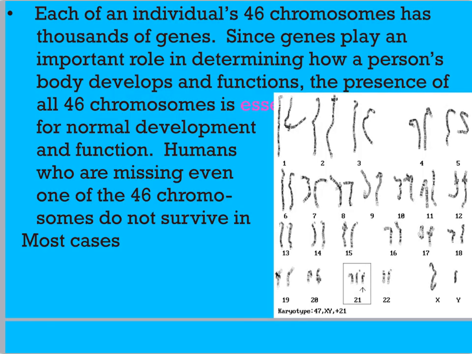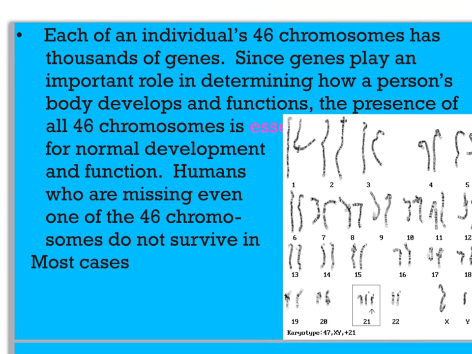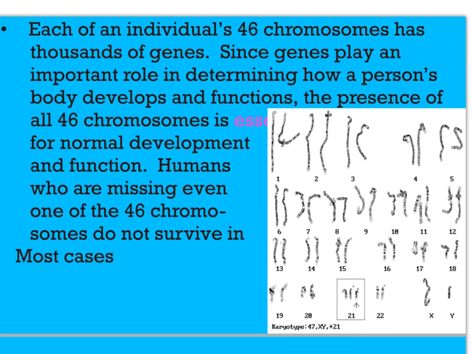So, anyway, your chromosomes, of course, are your DNA. So they are super important in analyzing and looking at humans. So anyway, each of your chromosomes has tons of genes on it. So one chromosome's got tons of genes on it. And all your genes help determine how you develop, how you look, and even how your body functions. The presence of all 46 chromosomes is essential.